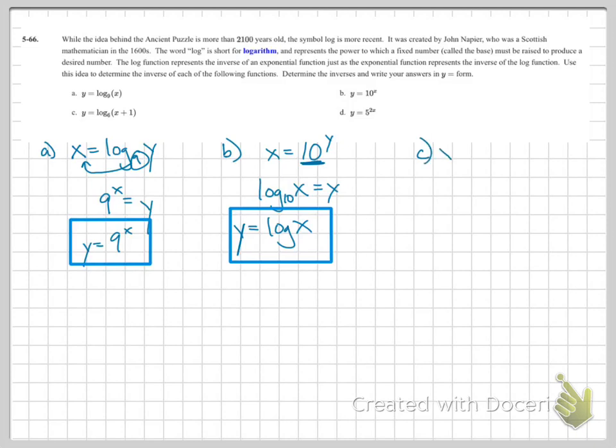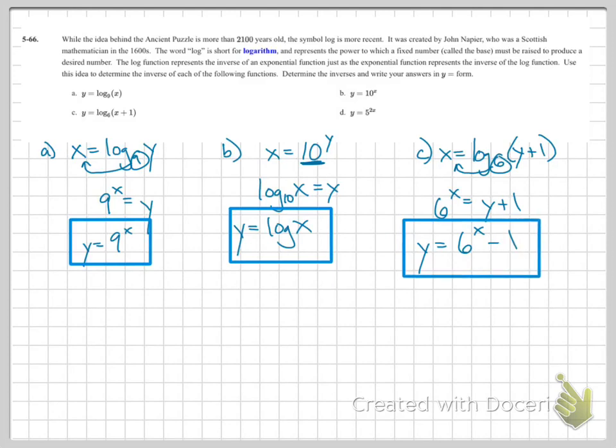C, x equals log base 6 of y plus 1. Oops, I didn't change it to y. Of y plus 1, right? Switch the x and y. Change it. 6 to the x equals y plus 1. Solve for y. Y would have to equal 6 to the x minus 1. See if you can do D.